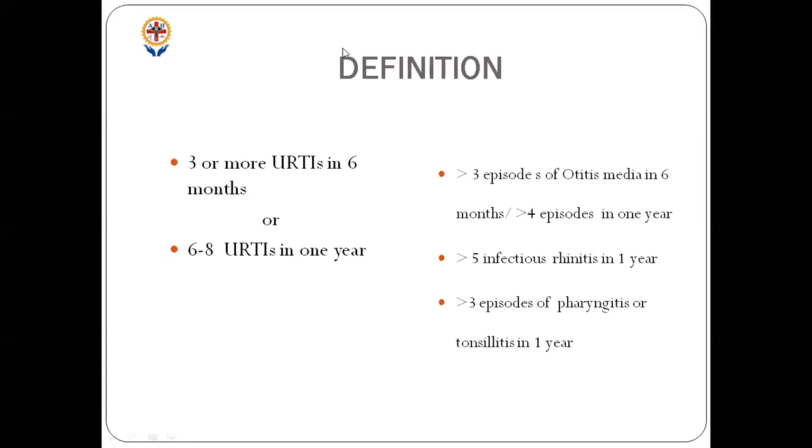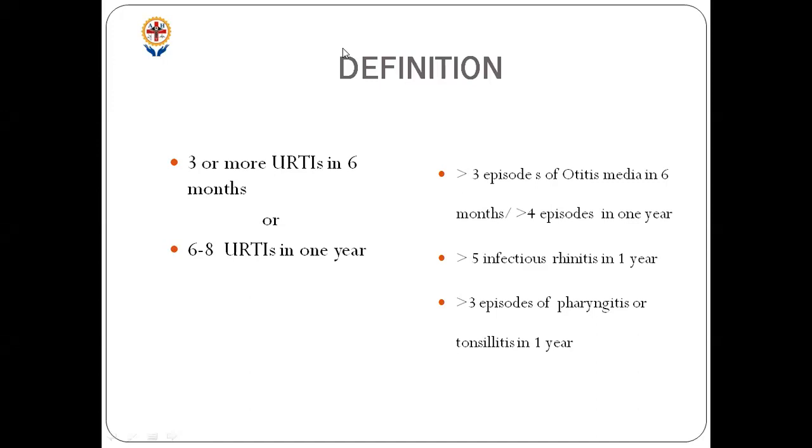More than 3 episodes of otitis media in 6 months or more than 4 episodes in 1 year is considered as recurrent otitis media. Similarly, more than 5 episodes of rhinosinusitis is defined as recurrent rhinosinusitis. Similarly, more than 3 episodes of pharyngitis or tonsillitis is defined as recurrent pharyngitis or recurrent pharyngeal tonsillitis.